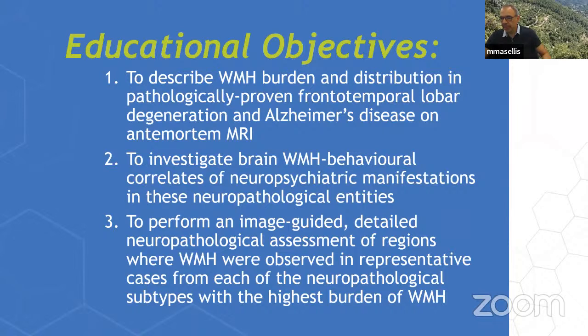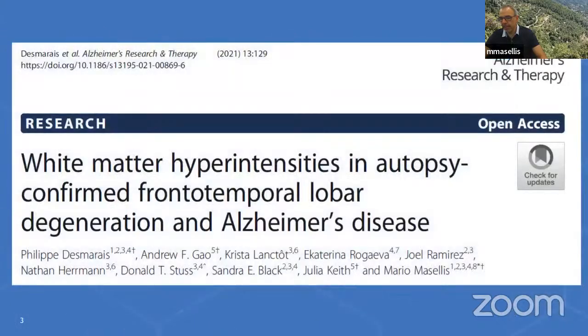We will then investigate the brain white matter hyperintensity behavioral correlates of neuropsychiatric manifestations in these different neuropathological entities, and then finally perform an image-guided detailed neuropathological assessment of regions where white matter hyperintensities were observed in representative cases from each of the neuropathological subtypes with the highest burden of white matter hyperintensity. So this paper was published in 2021 in the journal Alzheimer's Research and Therapy.